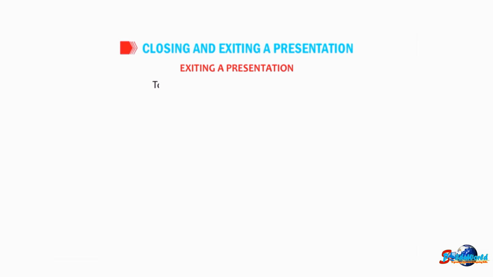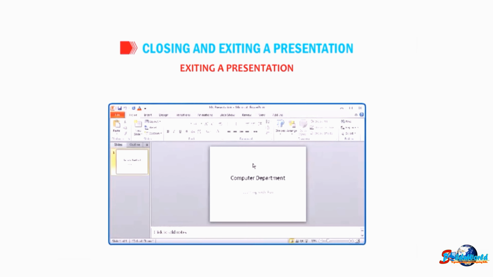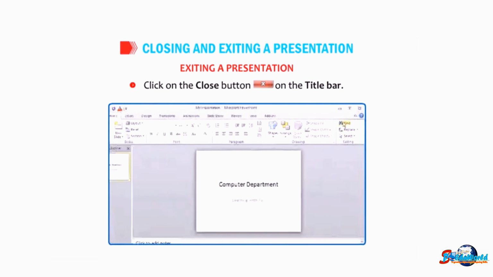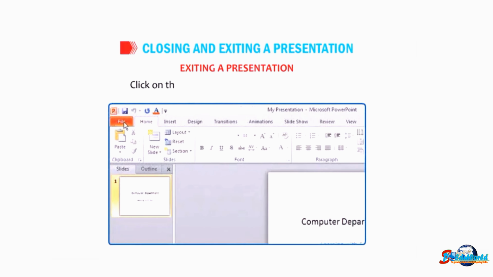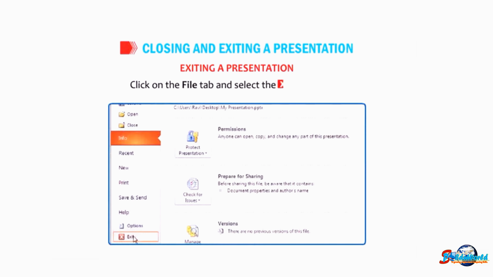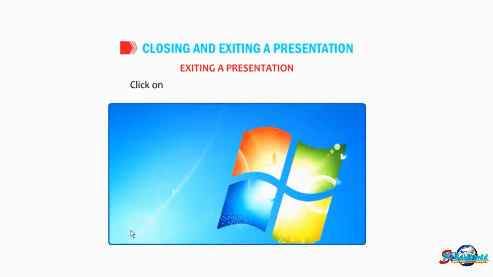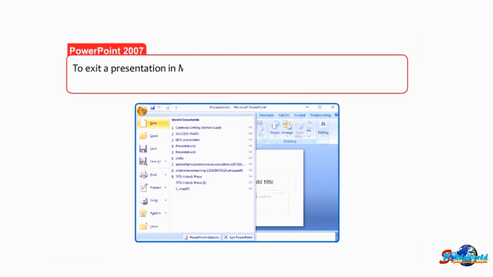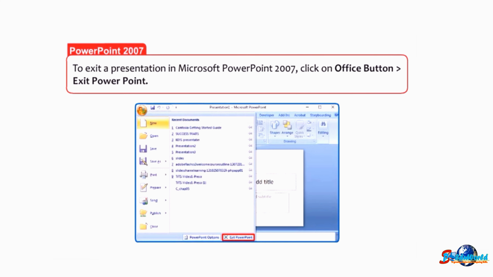Exiting a presentation. To close or exit PowerPoint application, click on the Close button on the title bar or click on the File tab and select the Exit option. The Microsoft PowerPoint application will be closed. Students, to exit a presentation in Microsoft PowerPoint 2007, click on Office button, then Exit PowerPoint.